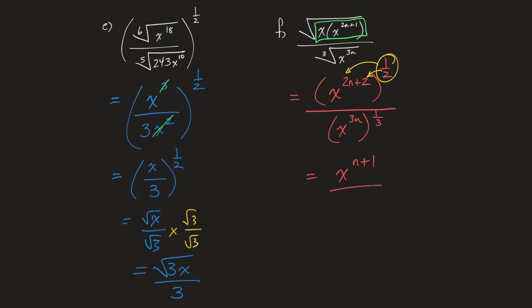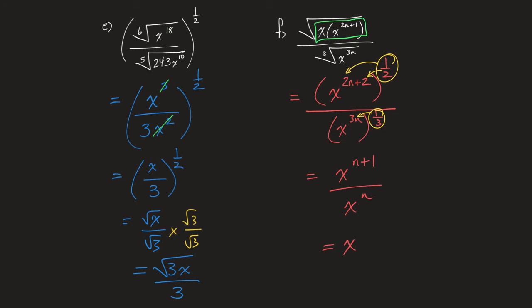On the bottom, I notice the same sort of thing happens. When I now take my exponent 1/3 and multiply that to my 3n, then that's going to clean up to just an n, which is really nice. And now I'm dividing powers of the same base, so I'm going to subtract those exponents, and we should be able to come in right on with an x.